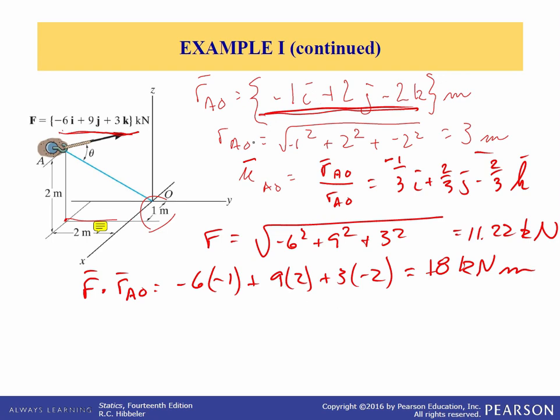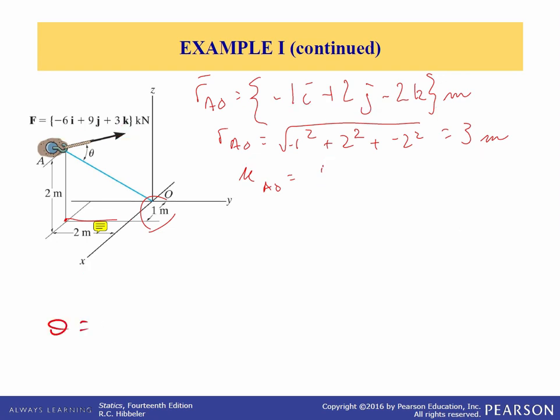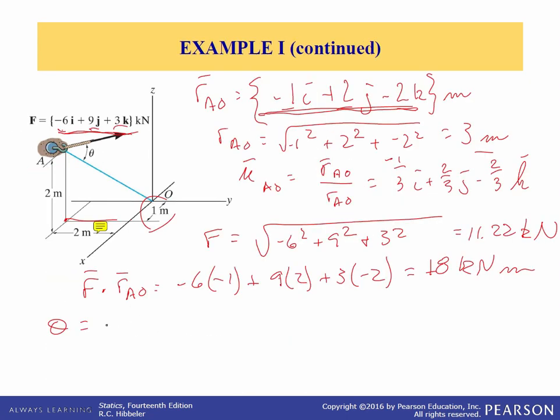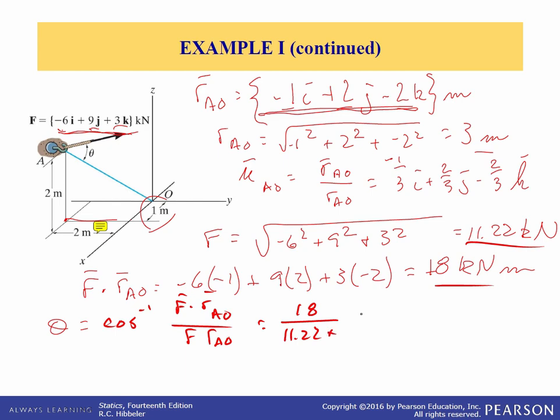Of course, the way I did that was just multiplied the i components of F, -6 times -1, plus 9 times 2, plus 3 times -2. So now we can solve for theta, because we know that theta is the inverse cosine of F dot RAO divided by the magnitude of F times the magnitude of RAO. The dot product we just found was 18, so it's 18 divided by the magnitude of F, which is 11.22, times the magnitude of r, which is 3. And that's, of course, inverse cosine. And theta comes out to be 57.67 degrees.